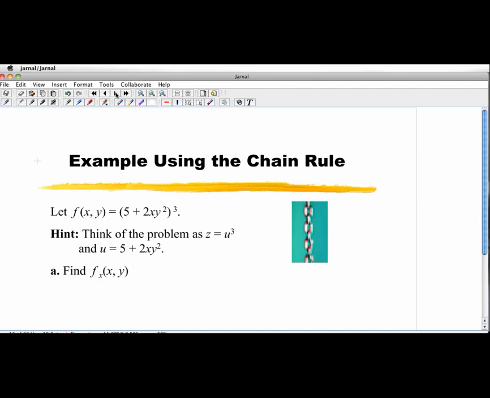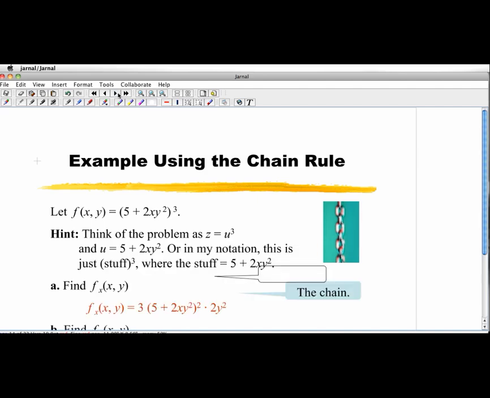One of the things that you have to get used to is the fact that all of the rules we learned before are still legitimate. So in particular, the chain rule. Here we have a bunch of stuff to the third power. In our book, they introduce extra letters to talk about this, but the way I always think about it in this course is what they're asking here. I have an expression that looks like a bunch of stuff to the third power. And the stuff just happens to be 5 plus 2xy squared.